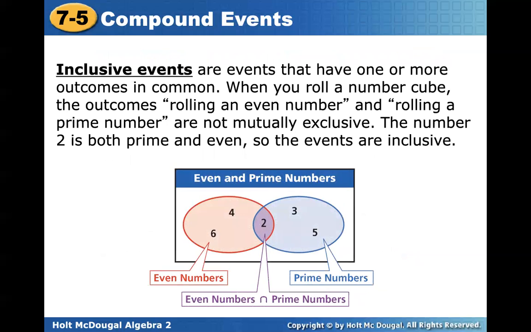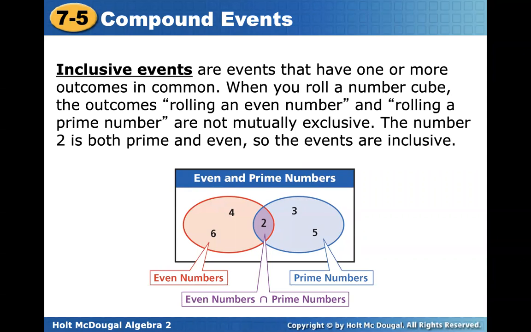Now, inclusive events are events that have one or more outcomes in common. For example, if we said members of the volleyball team and members of the girls basketball team, are there some people that are members of both teams? Yes. So those would be inclusive sets of people. For example, when you roll a number cube, the outcomes of rolling an even number and rolling a prime number are not mutually exclusive, because 2 is a prime number that is also even.